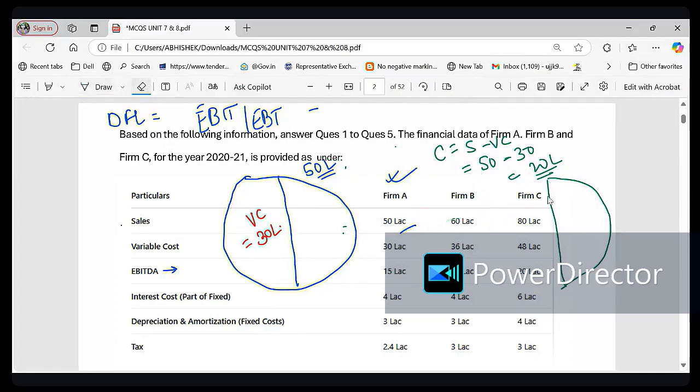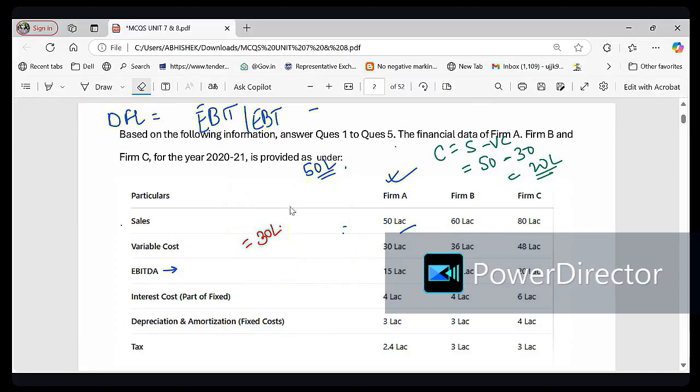Let me erase it. Just wait a minute. Now you can see EBITDA, earning before interest, tax, and depreciation of the company is how much? 15 lakh, right? What is the earning before interest, tax, and depreciation of firm A? It is 15 lakh, as you can see. And what is the depreciation? First of all, let me again draw it. Just wait a minute.